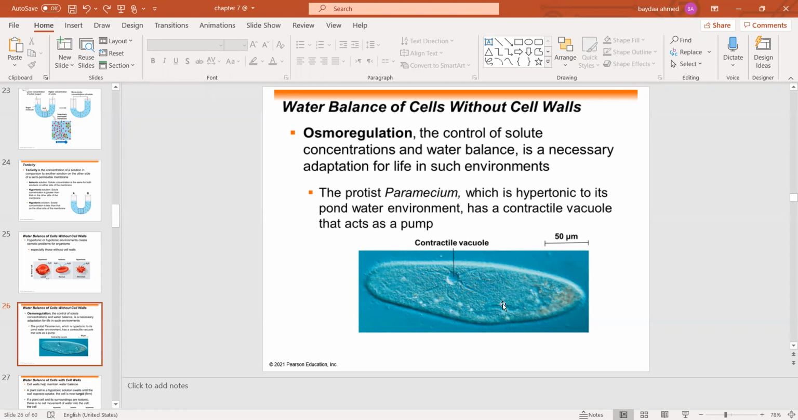In contrast, the bacteria and archaea that live in hypersaline, excessively salty environments have cellular mechanisms that balance the internal and external solute concentration to ensure that water doesn't move out of the cell.